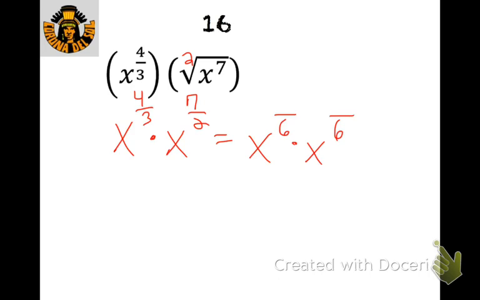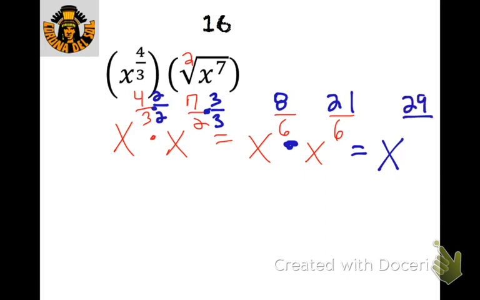So this one, to get the 3 to be a 6, you got to multiply by 2, top and bottom. So let's make it 8/6. And then to make this one a 6, you got to multiply by 3. So let's do 3 top and bottom. So that would make this 21. Now we're able to work with this a little bit. So we can keep the base, which is the x, and then add those exponents. So we got 29 over 6. That's your best.